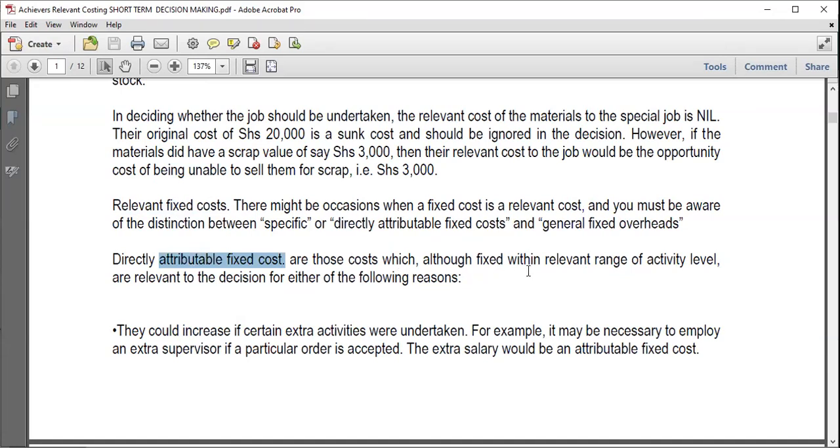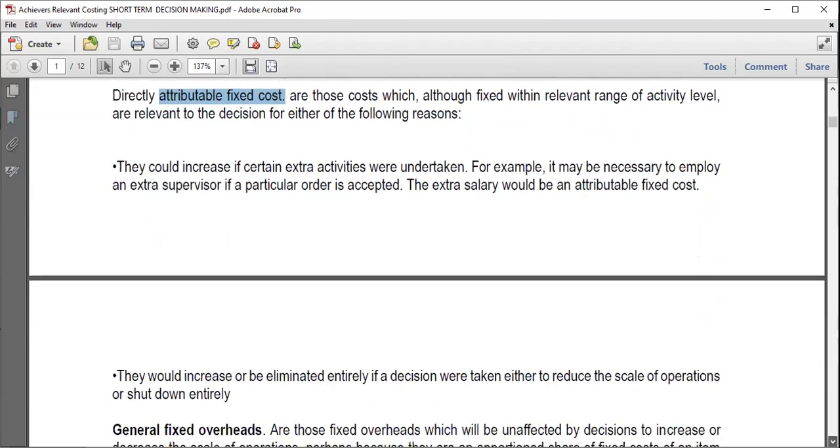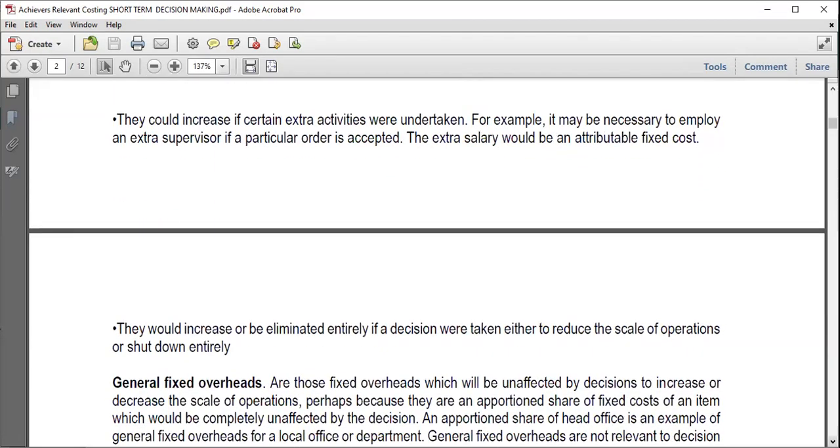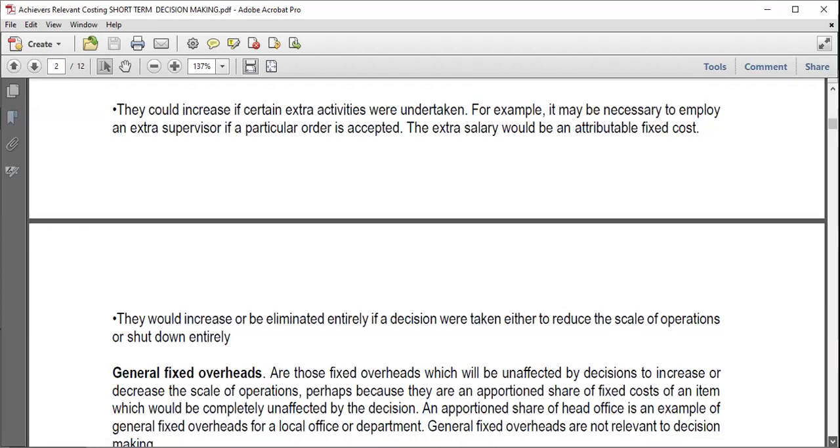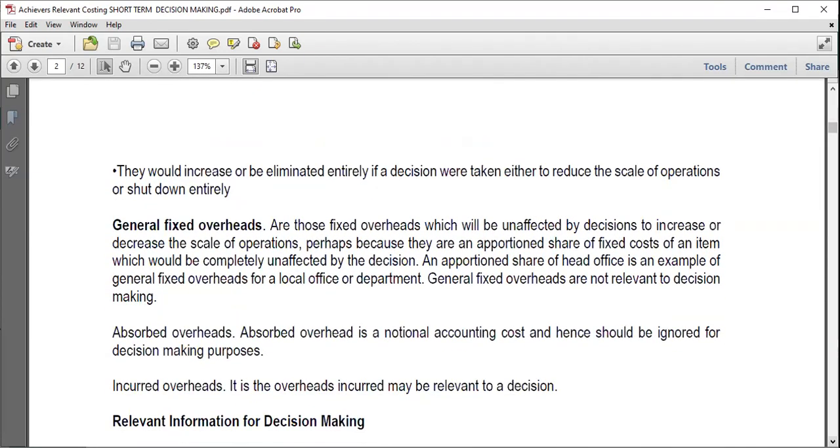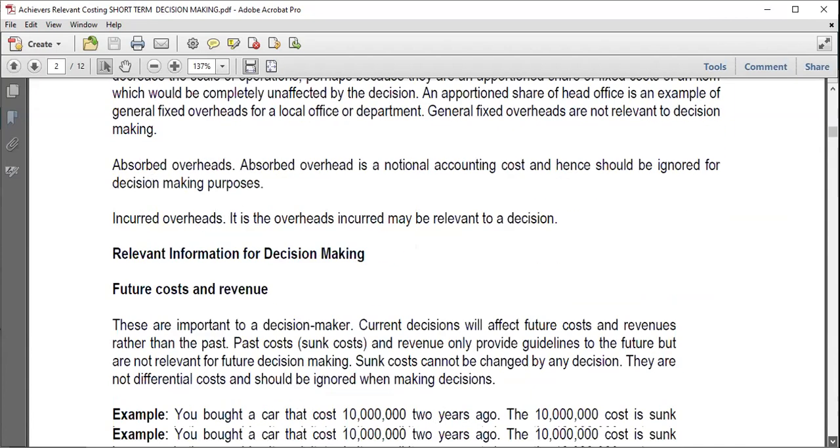They're saying there are costs which, although fixed within the relevant range of activity level, are relevant to the decision. I've given you an example where you may need an extra supervisor for a particular order, or you may need some staff to remain and serve the company during that time, and maybe you're giving them some amount of money. You get it? So then the general fixed costs, of course, those will remain. For example, rent, those will definitely remain the same. You get it?